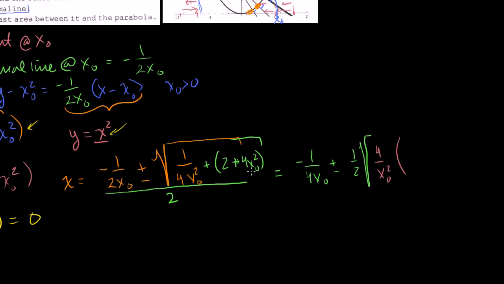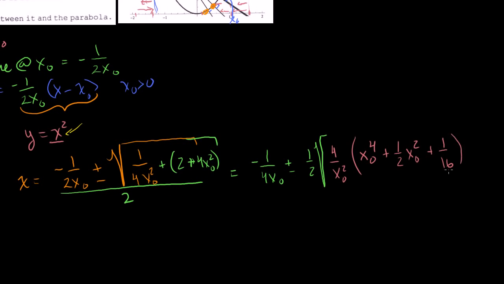This term right here will become an x naught to the 4th, plus, now what does this term become? This term becomes a 1/2 x naught squared. And just to verify this, multiply 4 times 1/2, you get 2, and then the x naught squares cancel out. So right, this term times that will equal 2. And then you have plus, now we factored out a 4 out of this and the x naught squared, so plus 1 over 16. Let me scroll over a little bit. And you can verify that this works out.